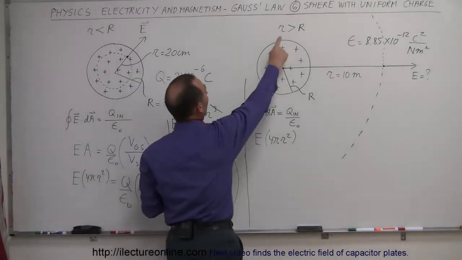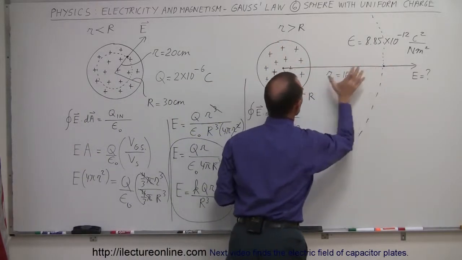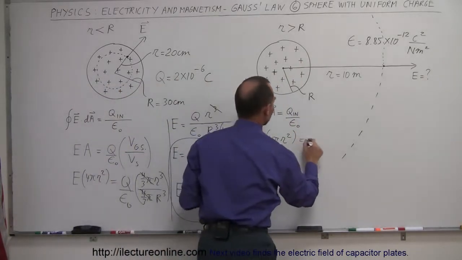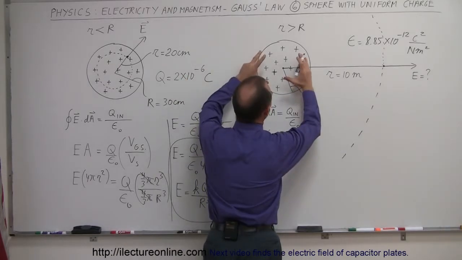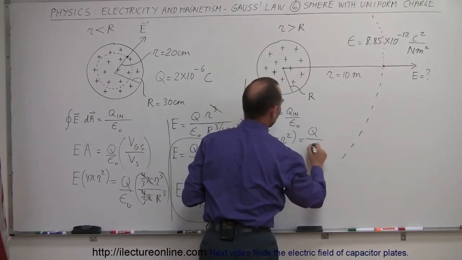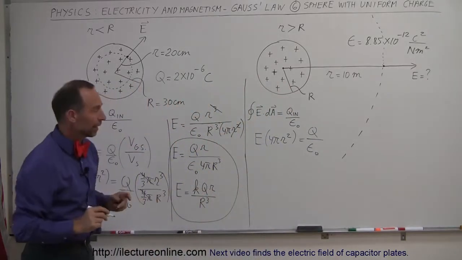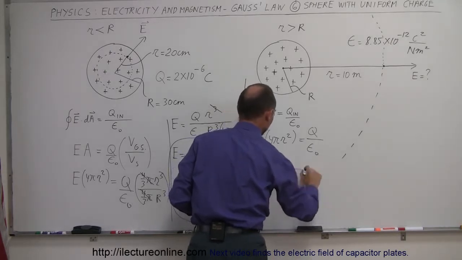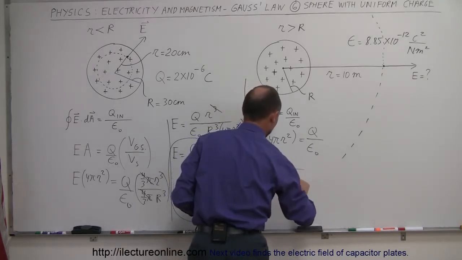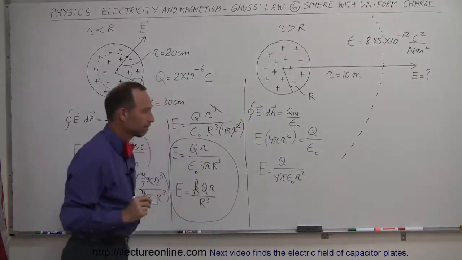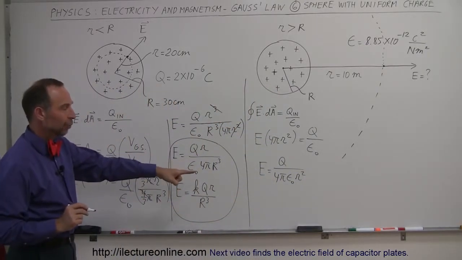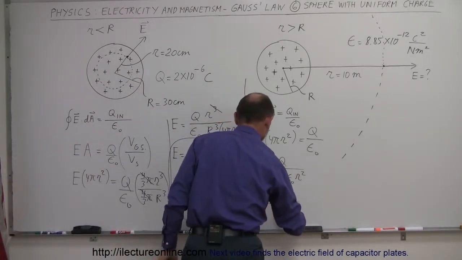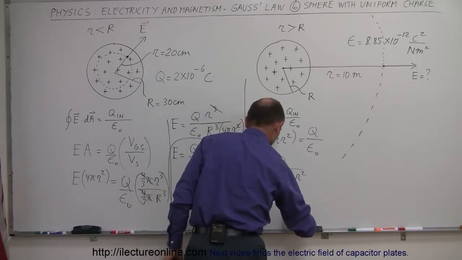Remember, in this case, little r is bigger than big R. Little r is all the way out here. Big R is simply still the radius of the sphere. And that will be equal to Q inside. Now, the charge inside will be the same as the charge of the sphere, which is simply Q divided by epsilon sub naught. Okay, then finally we can simplify this for E. E will be equal to Q divided by 4 pi epsilon sub naught times r squared. Now, 1 over 4 pi epsilon sub naught is equal to K, so this can be written as E is equal to KQ over r squared.